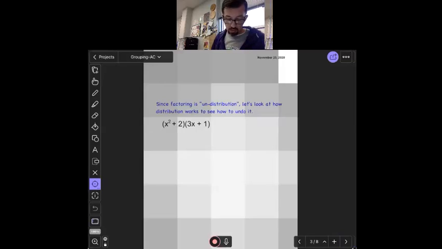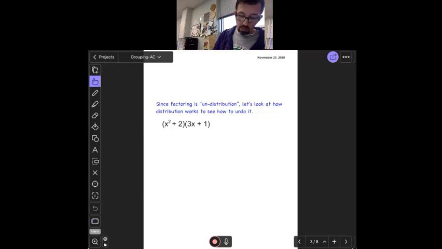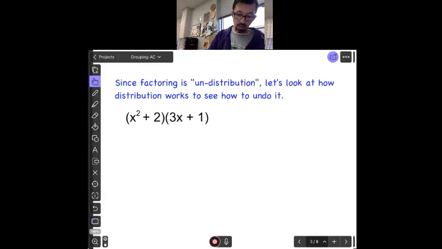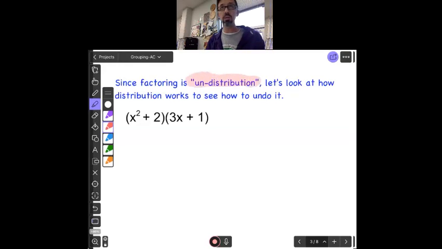The way we're going to do that is by thinking about what I showed you guys yesterday. I do not need you to write this down either. The first thing I showed you guys yesterday was, how does distribution work? Well, how do we undistribute it? So let's look at a more complex distribution problem to see how to undo it. When we're factoring, we are undistributing.